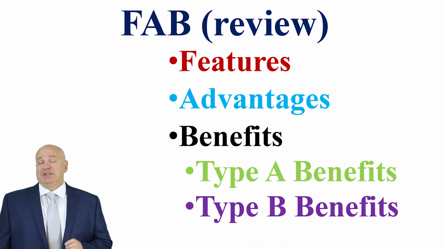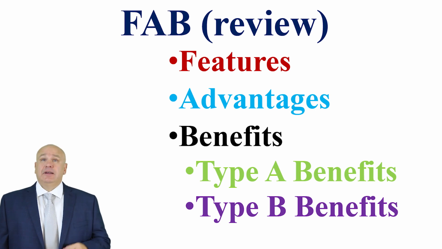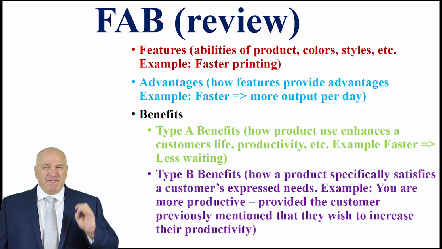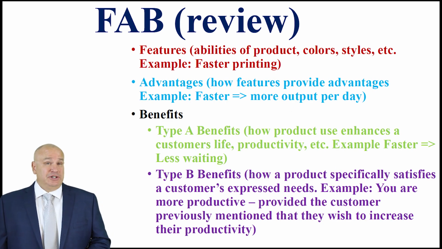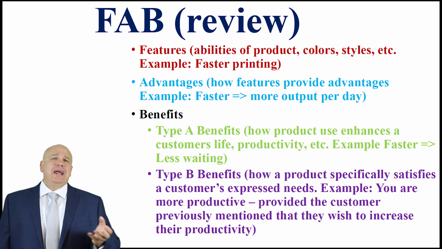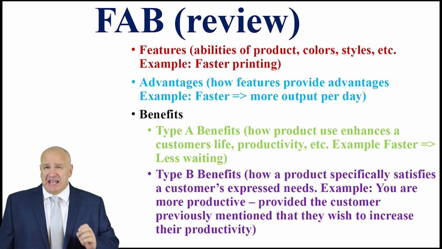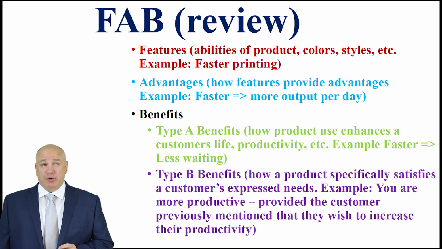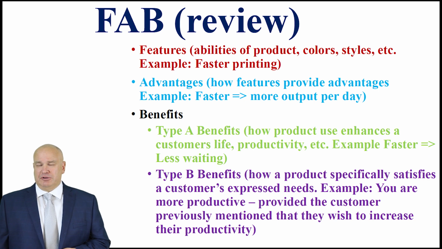At this point, we will provide a very brief overview of FAB. FAB is an acronym that stands for Features, F, Advantages, A, and Benefits, B. An example of a feature is a faster printing speed for a LaserJet printer. The advantage of faster printing speed is more printing output per day. The Type A benefit is less time waiting for your printouts. And if your prospect had previously expressed a desire to be more productive, then the Type B benefit is increased personal productivity.